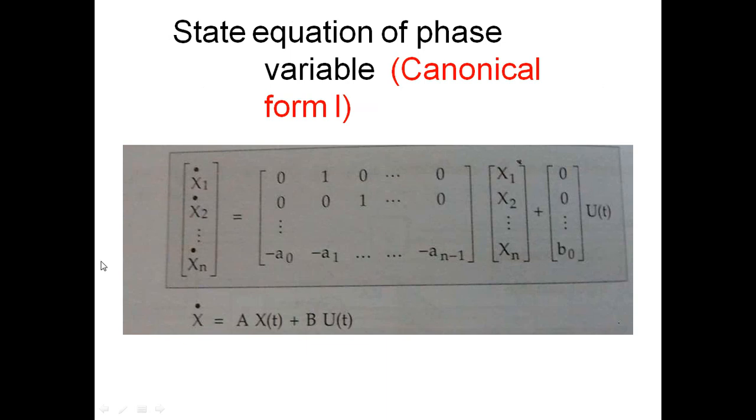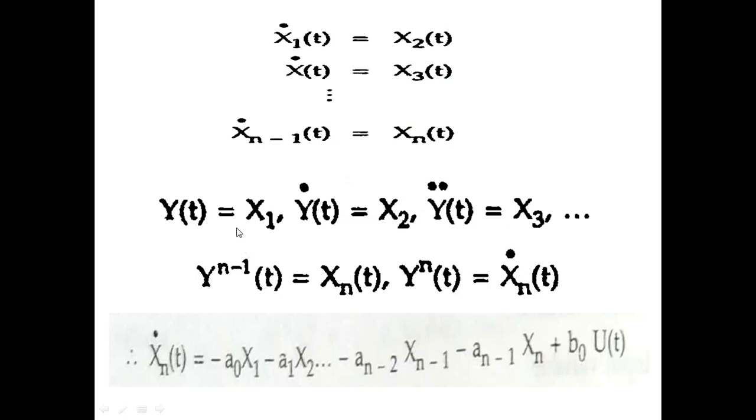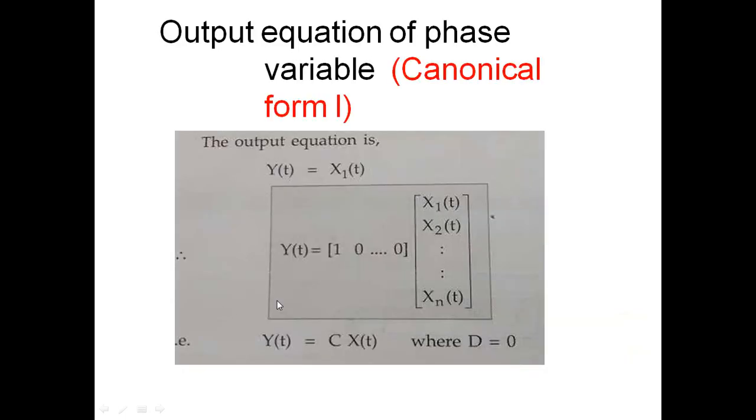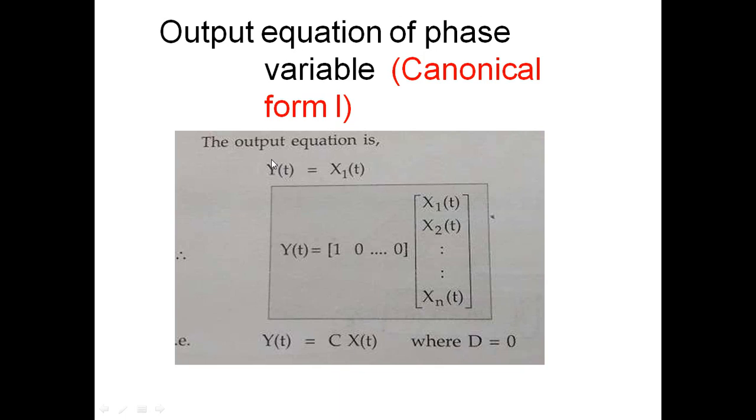Then let's see the output equation, how to write the output equation. Again the output equation is y of t, which is nothing but x1. So we have only one variable, the remaining variable values are 0. See here, 1, the remaining values are 0. Plus d into u of t, we can't consider d into u of t because in y of t we have only one state variable. We don't have any input here. So the d matrix value is 0 because the input is 0 here. So this is how we can form a phase variable equation by using canonical form.